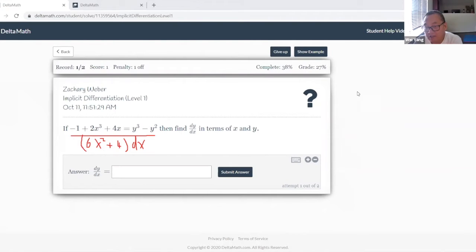The right side, the derivative of y cubed, you get 3 times y squared, then minus 2 times y, then you need to multiply by dy.